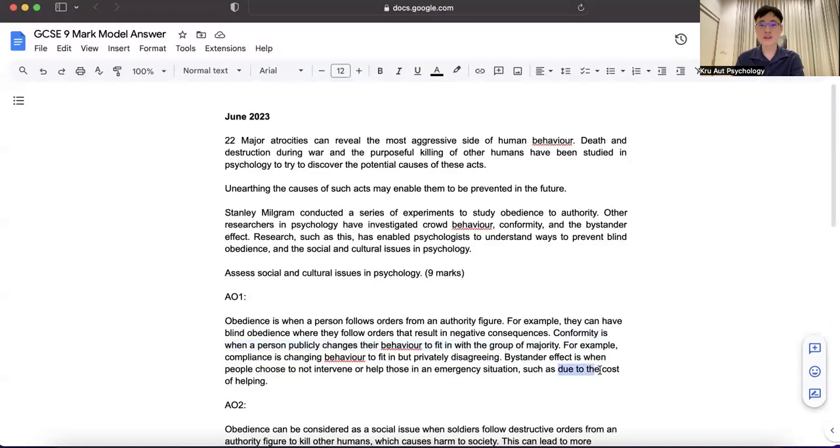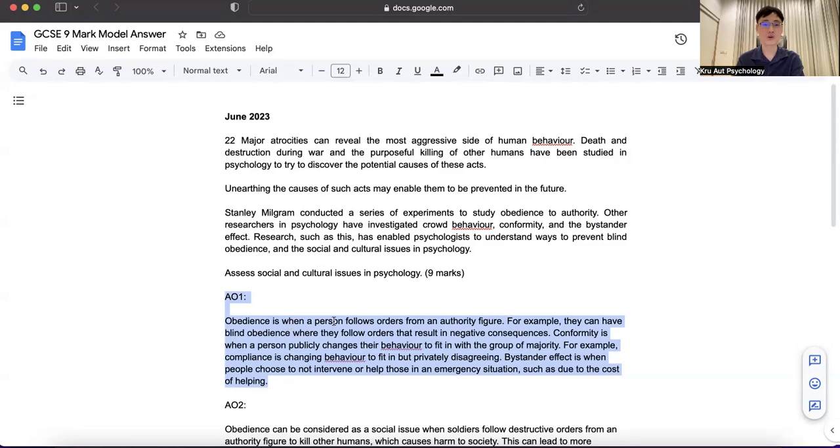We just had factors. So I wrote something like, such as due to cost of helping, because we know cost of helping is something that causes bystander effect. People who think there are costs associated with helping, there's something negative that might follow when they intervene in the situation, then they remain as a bystander, and that's bystander effect. So there we go, we had a tiny detail that can be added to each of the 3 key terms, and we'll definitely get 3 out of 3 in AO1 here. Okay, so this is perfect.